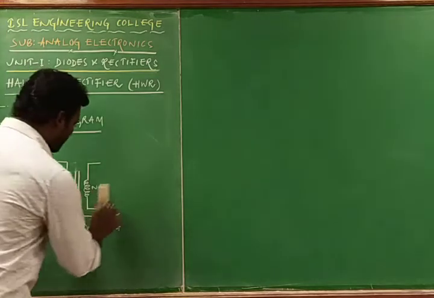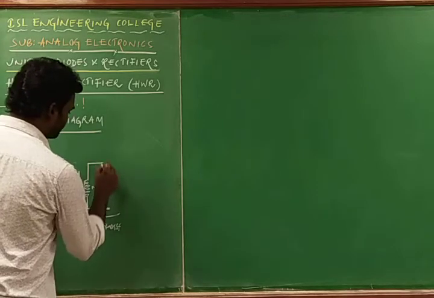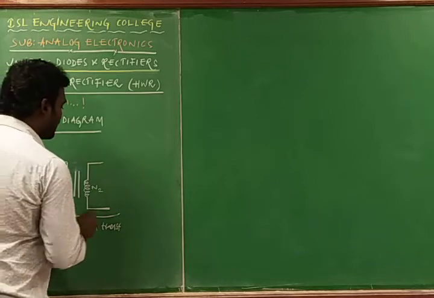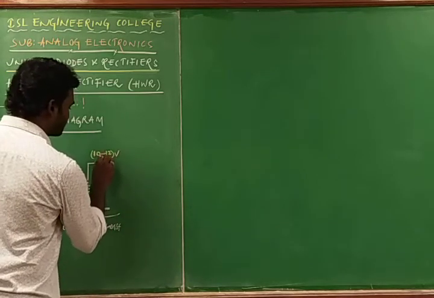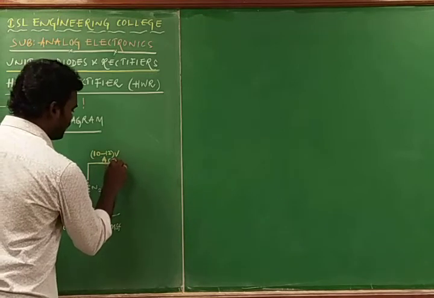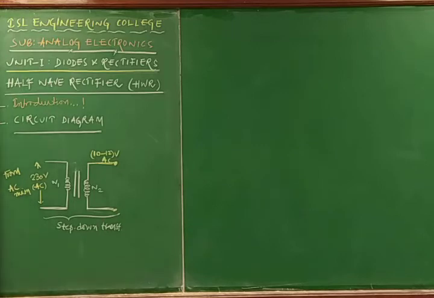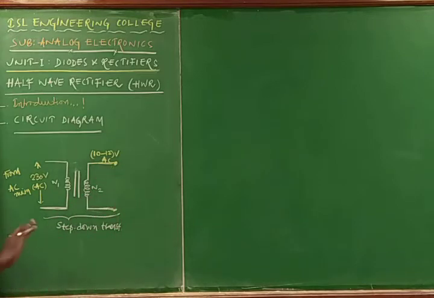Then the output of the step down transformer is not going to be the same as the input signal. It is going to give an output of about 10 to 12 volts of AC. And here you must remember one point: this step down transformer is simply reducing the voltage from 230 volts to 10 to 12 volts, and it is not converting AC to DC. Both the input and the output are AC.